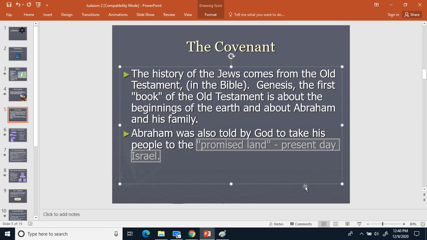Okay, so you have that covenant. God then said he would protect the Jewish people. He then promised them land. That land that he promised them was Israel.